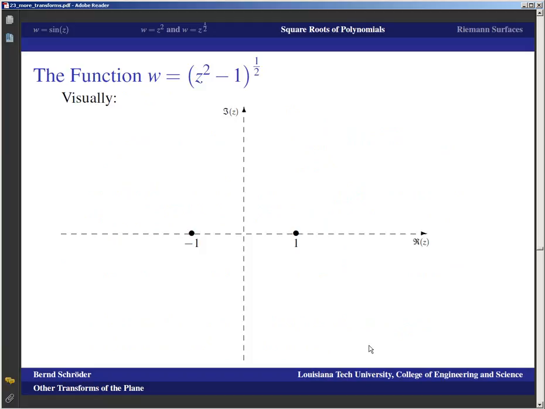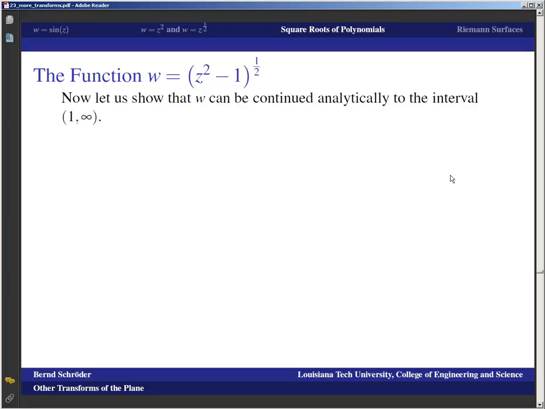Here is 1, here is -1, here's a point z. Now we find our theta 1, we find our theta 2, and we have excluded theta 1 equals 0, we have excluded theta 2 equals 0, everything else is fine, which means the function really is analytic everywhere except from -1 to infinity. All right, now let us do that. We can do the same thing.